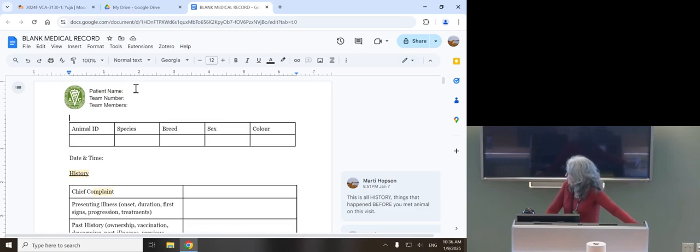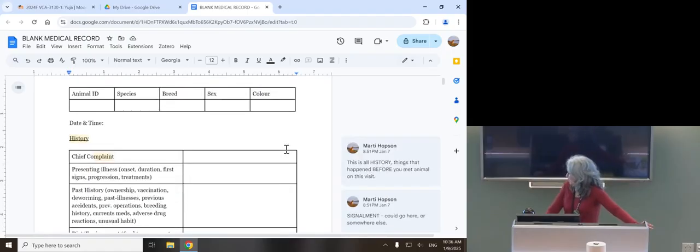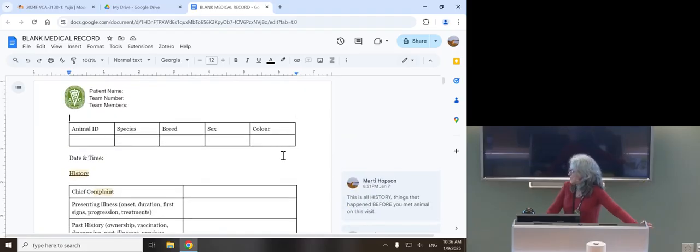Up here, we want to make sure that you do fill in something. It's nice to have your team number there and everybody's names. Not every animal that you see is going to have an animal ID. You could leave it blank. You have species, breed, sex, and color. Those are pretty self-explanatory. Now, we have talked about, it's in your rubric, about a signalment statement.